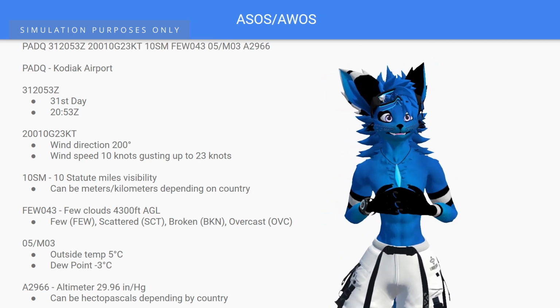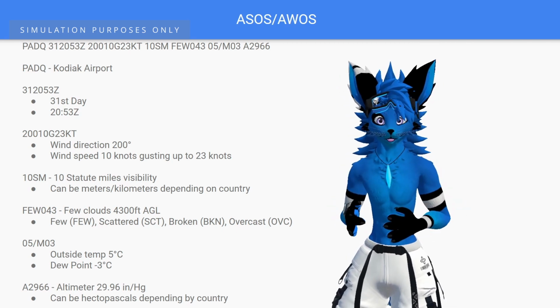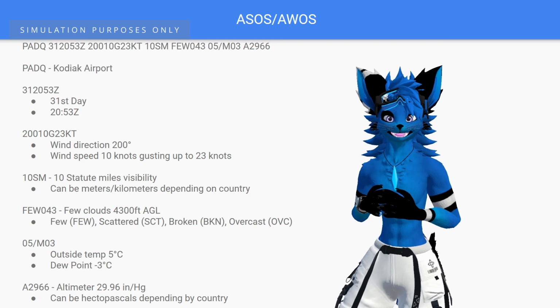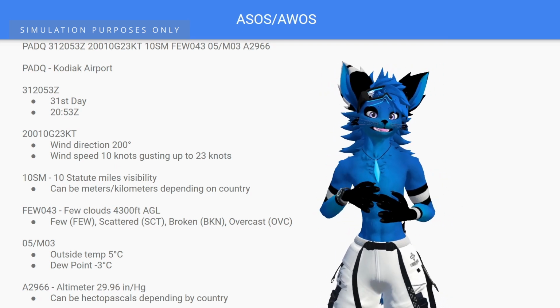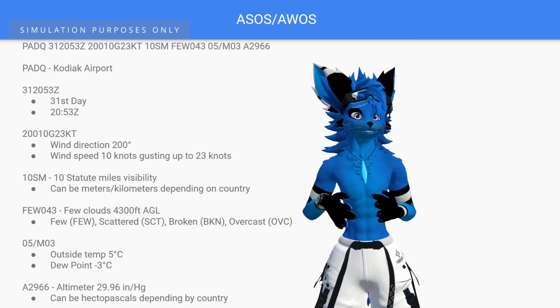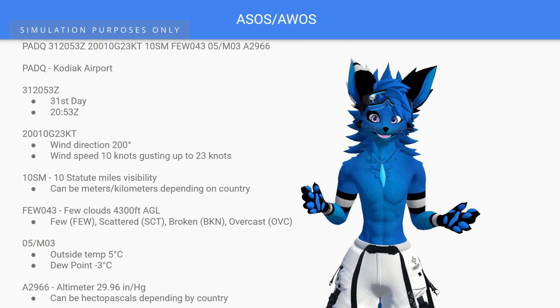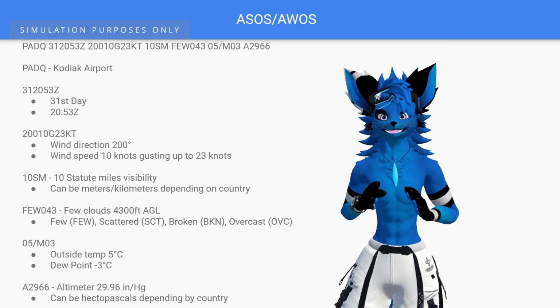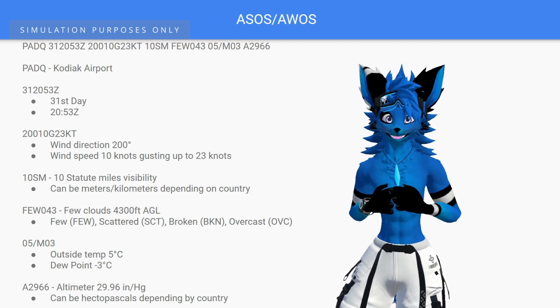Next is our wind information. So we have our wind direction and speed. The first three numbers are the wind direction, and the rest of that is going to be the speed, and the KT means that the speed is reported in knots. So the wind direction is 200, and the speed is 10 knots, gusting to 23 knots. Your wind direction is broken down into a numerical format. It's going to help you figure out what runway you're going to use, because your runways are numbered based on the direction that they face.